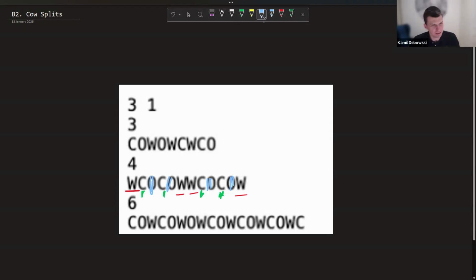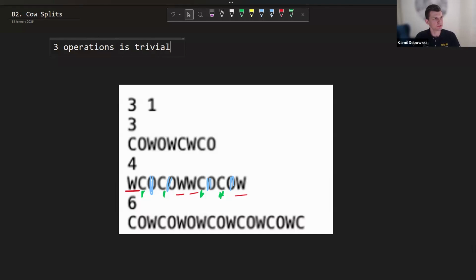So it turned out that my intuition wasn't that useful, because in a few minutes you can get this simplest possible strategy. Achieving 3 operations is trivial. You just erase all occurrences of a single character at a time.